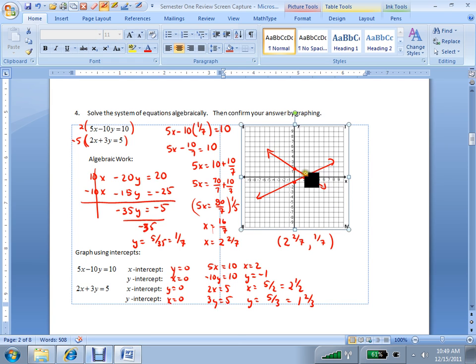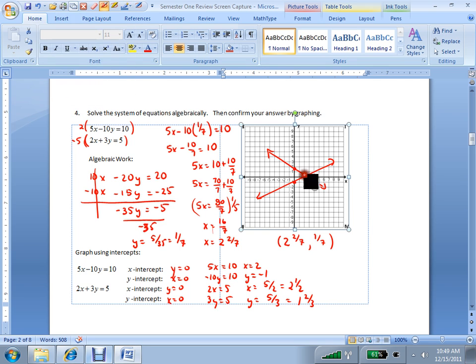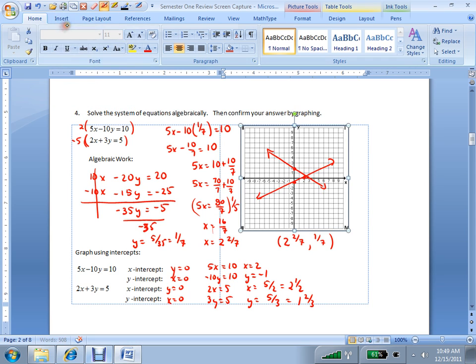My point of intersection is right here. And I see that that answer right there, that point of intersection where they cross, is the same, 2 and 1/7 and 1/7. So that confirmed that my answer is correct.